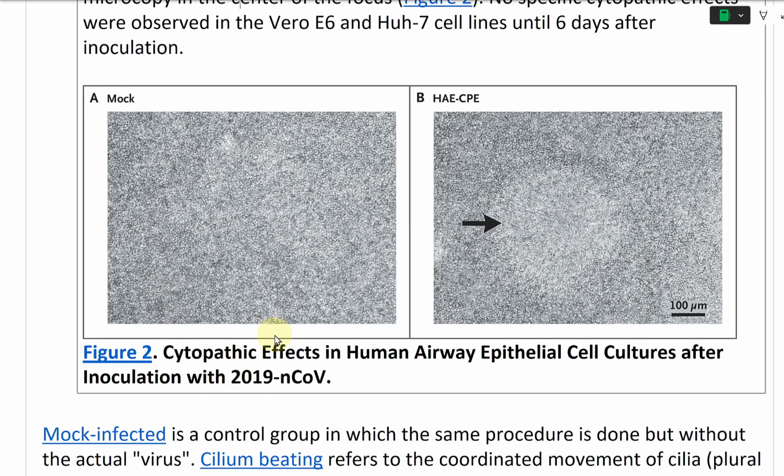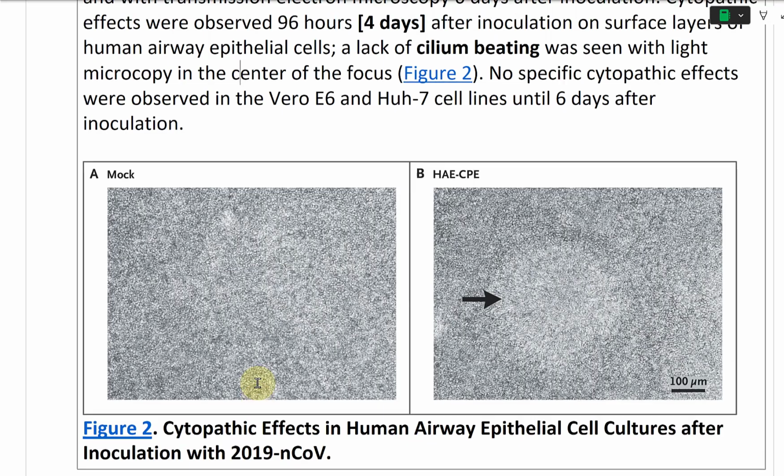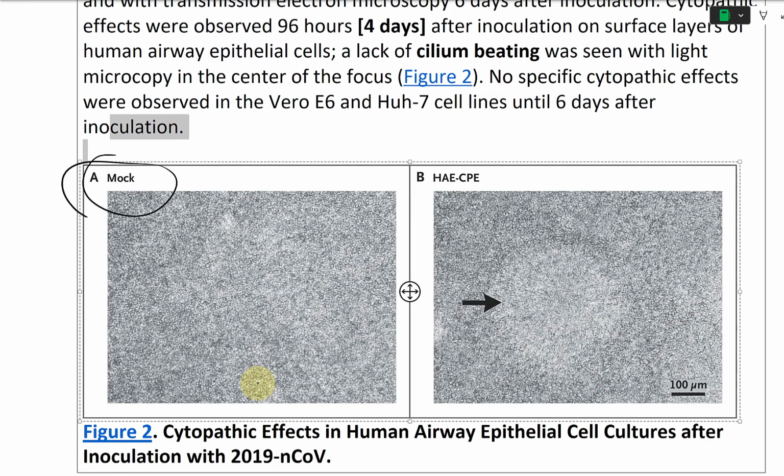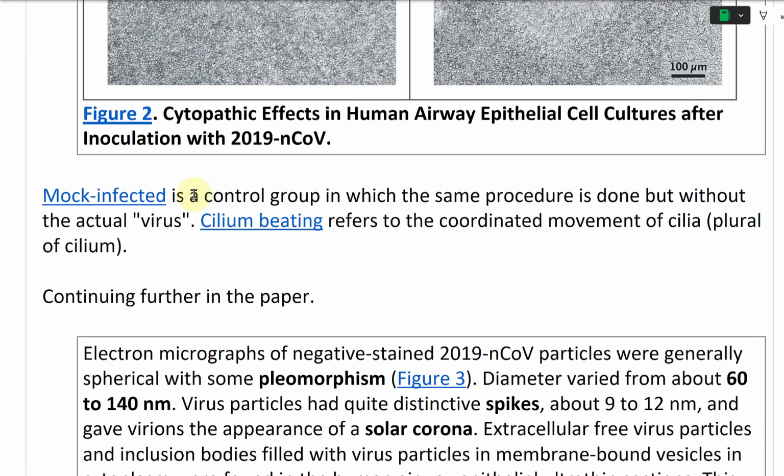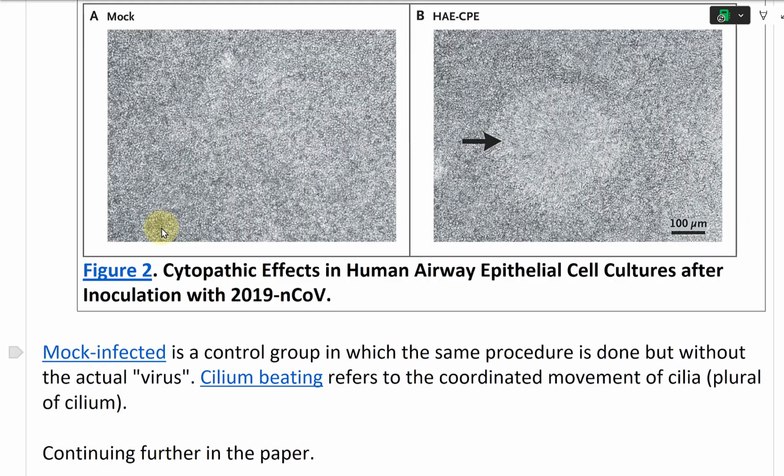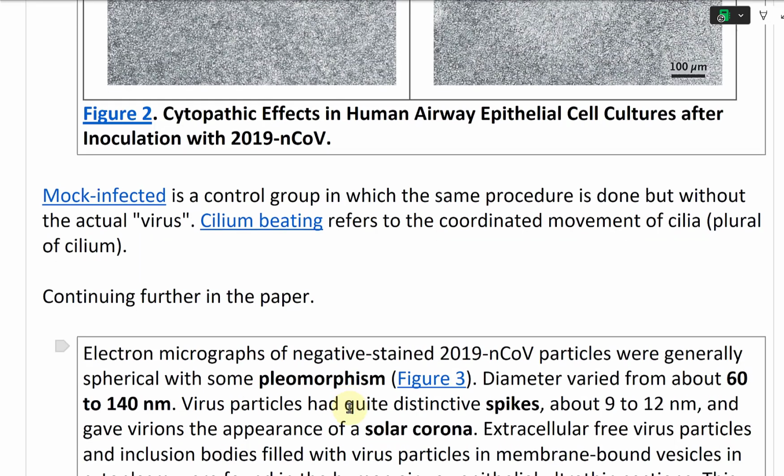So here's figure 2, cytopathic effects in human airway epithelial cells after inoculation with 2019 nCoV. So this one's mock infected. They don't explain how. They just do that, and then there's just a bunch of uniform dots there. And now the center of this focus, this is the human airway epithelial cytopathic effects, and it just has this light contrast area that's supposedly the cilium beading. And mock infected is a control group in which the same procedure is done but without the actual quote virus. Well, that's the definition, but I don't know what they actually did.